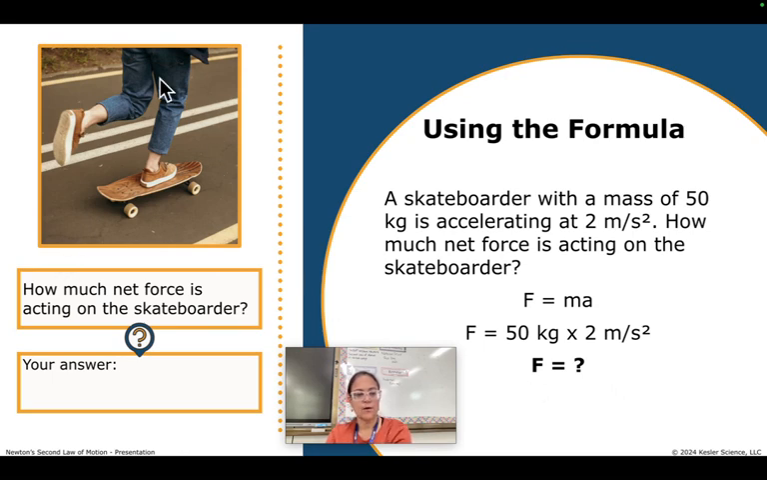So this skateboarder is pushing themselves off with a force of 100 newtons. Well, they have a net force of 100 newtons because obviously they are rolling down a road, which is going to have friction. And so they're pushing themselves enough to overcome that friction and still have a net force of 100 newtons.